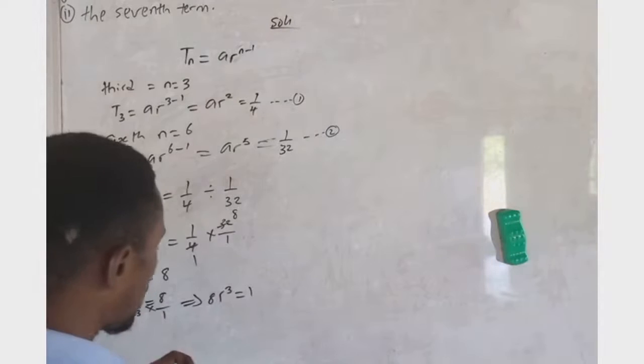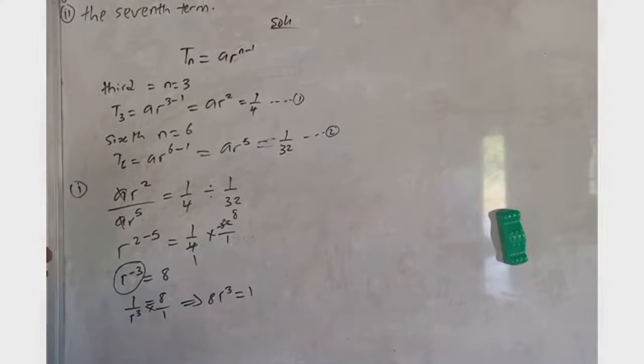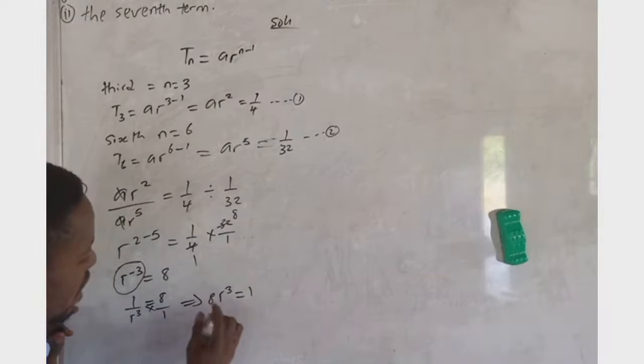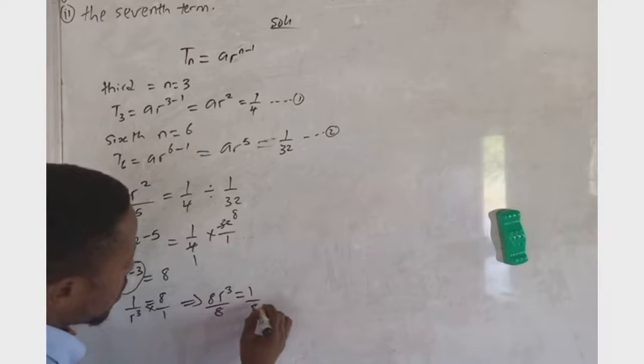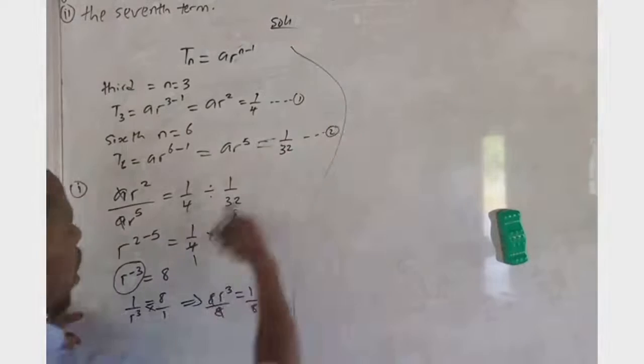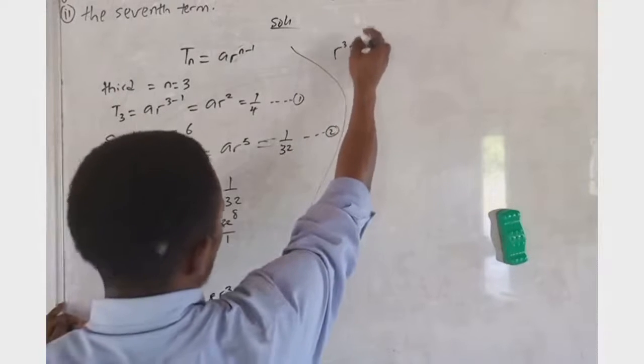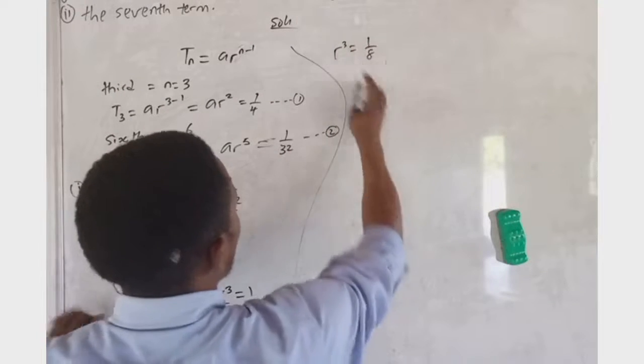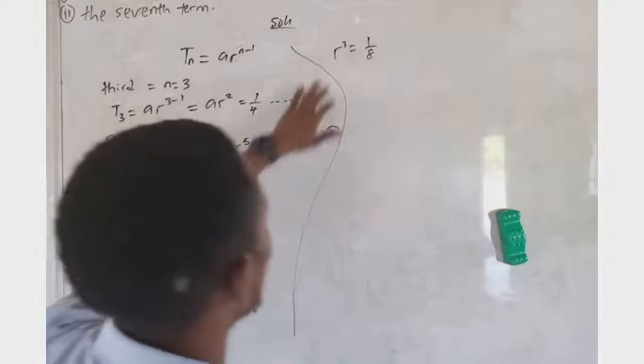So in this place, in order to make r cubed the subject, it's a formula, and we divide by the coefficient of r cubed. And the coefficient of r cubed is 8. So you divide by 8. So therefore, our r raised to power 3 is equal to 1 over 8. And we are still looking for r, which is our common ratio.